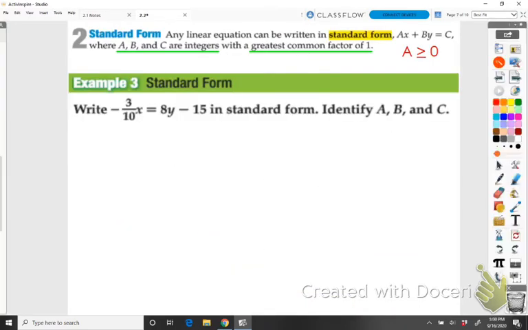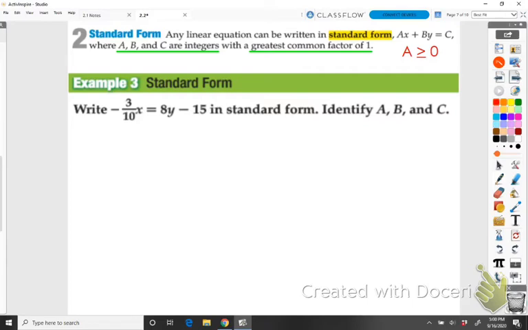Let's talk about standard form. So standard form is in the form capital A, X plus capital B, Y equals capital C. A, B, and C are integers, so remember that is a positive or negative whole number. Can't be a decimal, can't be a fraction. The A, B, C numbers can't have any common factor that you can divide out of all three, so it's in lowest terms. And the leading coefficient, the A value, has to be a positive number, so it can't be like a negative 2x to start. So we're going to write this equation in standard form and identify the A, B, and C coefficients.